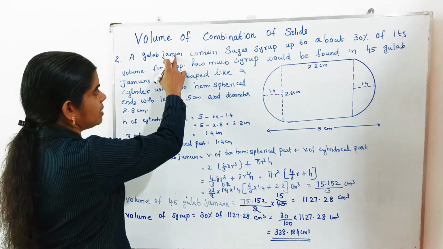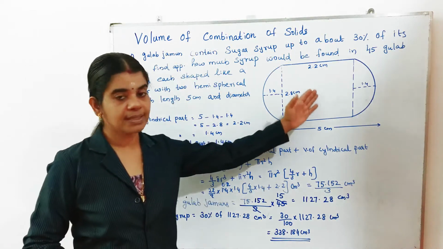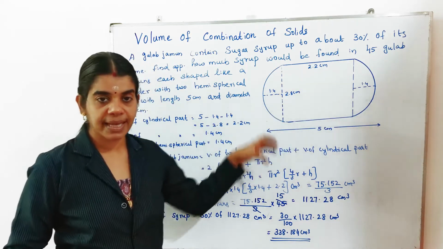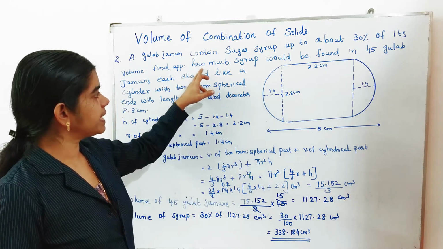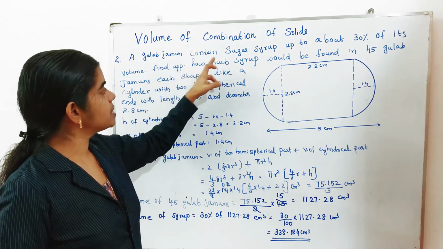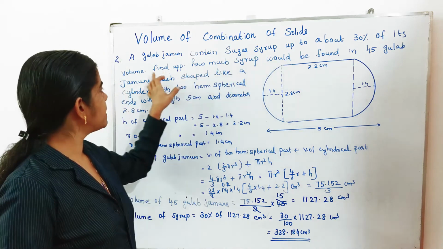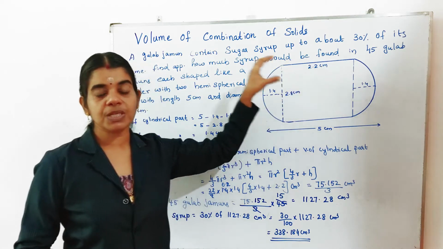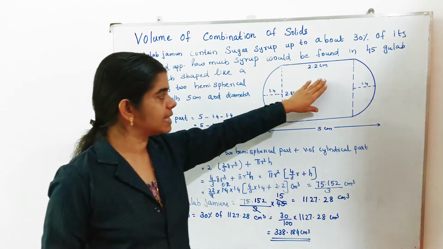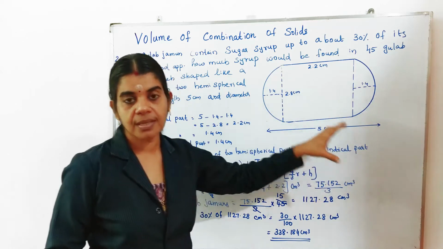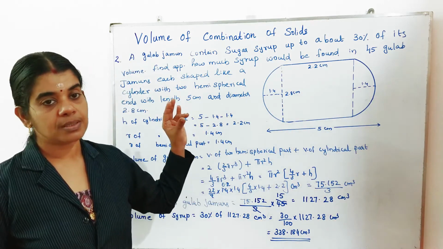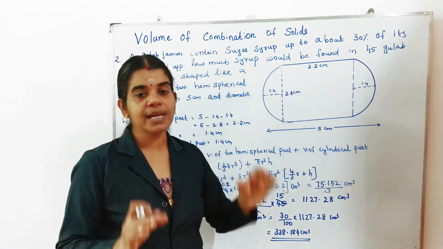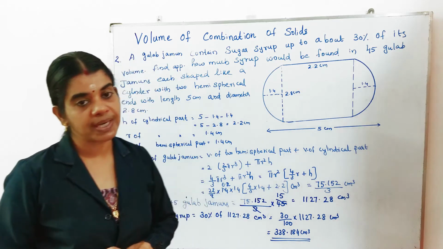Next question. A gulab jamun is in the given shape, that is, one cylindrical part and two hemispheres on its ends. A gulab jamun contains sugar syrup up to about 30% of its volume. So first you want to find the volume of the shape. Volume of the gulab jamun is equal to volume of the cylinder plus volume of the two hemispheres. That will be the volume of the gulab jamun. Then how much sugar syrup does it contain? 30% of the total volume is sugar syrup.